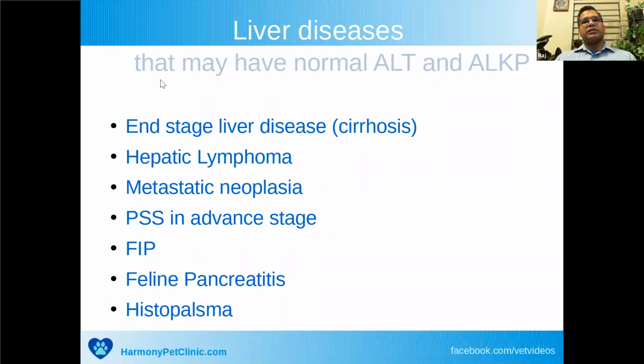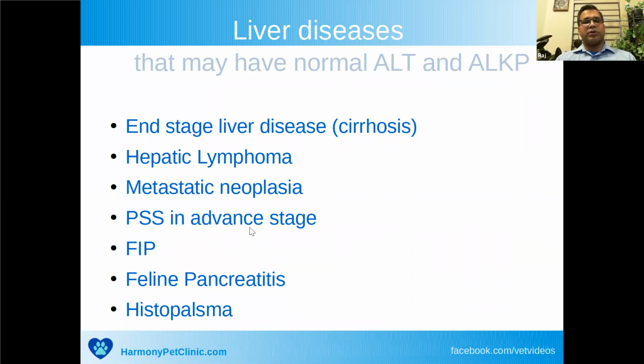Some of the liver diseases that may have normal ALT and alkaline phosphatase: like we talked earlier, enzymes can be normal, but the liver can be very, very sick. One example is very end stage liver disease like cirrhosis, where there are not enough hepatocytes left to produce and secrete those enzymes. With hepatic lymphoma, these enzymes can be normal. With metastatic neoplasia of the liver, or mast cell tumor, they can be normal.